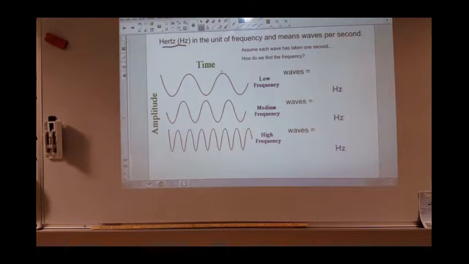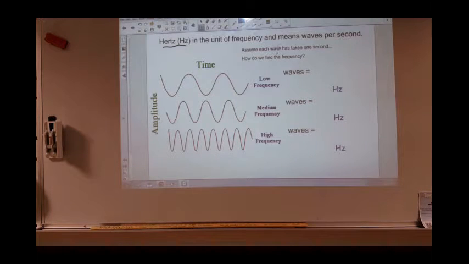Now, you're going to be asked to find the hertz. So how do we actually find that? It's actually pretty simple. The first thing is we need to know how long this takes. I'm going to keep it easy for us, so assume each wave has taken 1 second. So that was 1 second long.